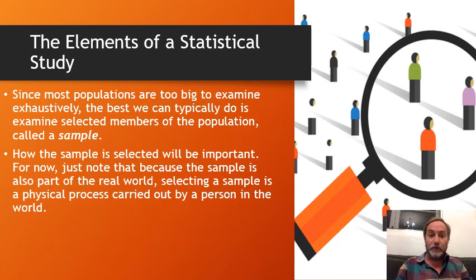As we've said, since most populations are too big to examine exhaustively one by one, the best we can typically do is examine selected members of that population, and we call that a sample. We'll get much more into detail on how the sample is selected and what are the right and wrong ways to select a sample. But for now, keep in mind the sample is also part of the real world. It's part of that actual population, just a subset. Selecting the sample is a physical process in the real world carried out by real people in the real world. So it's not part of the model.